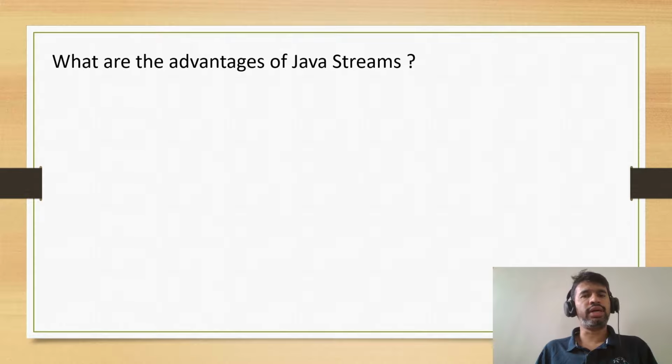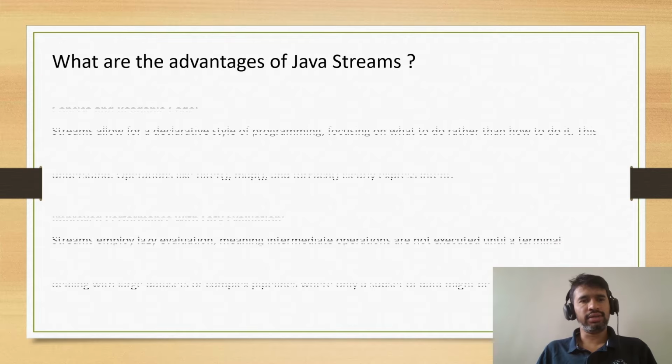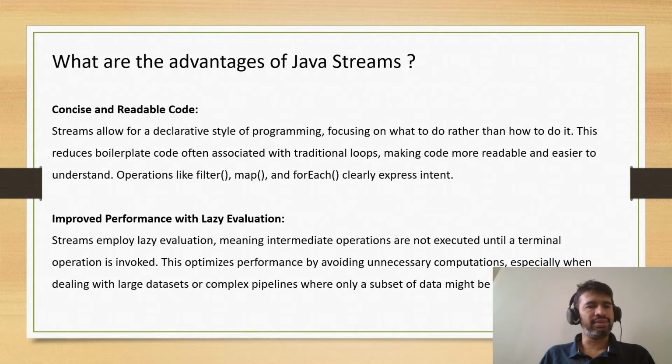So the question is, what are the advantages of Java streams? Many candidates will not give the correct answer. Let's see the answer. So it's concise and readable. It supports the declarative style of programming, and it reduces a lot of boilerplate compared to traditional loops, making code more readable and easier to understand. And it improves performance with lazy evaluation, as we already discussed. Only if the terminal operation is attached will it start execution. It will not start the computation unless you add the terminal operation. That is very important when you are processing larger data sets and complex pipelines.